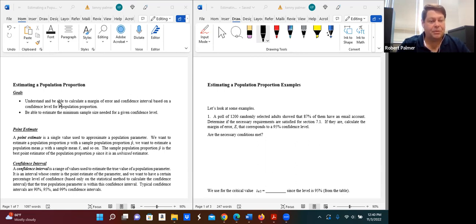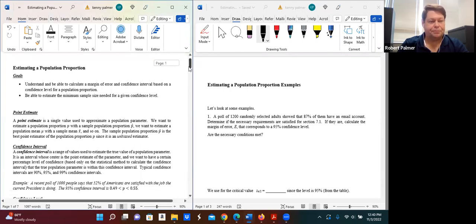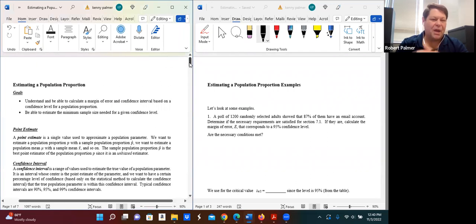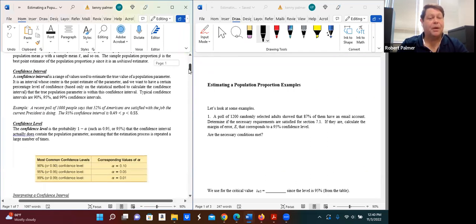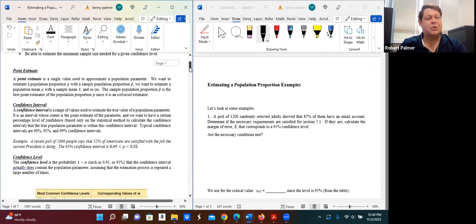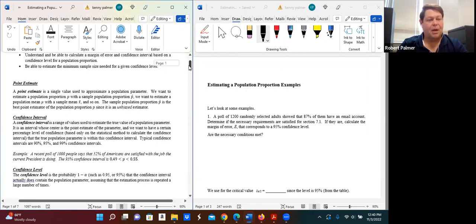So our goal is to be able to calculate the margin of error, which we'll explain, and a confidence interval based on a confidence level for a population proportion. We can also do this for a population mean, but today we're going to focus on population proportion. And to be able to estimate a minimum sample size needed for a given confidence level. So first, we're going to go through some details, discussions, and definitions, and explain things before we get to that.